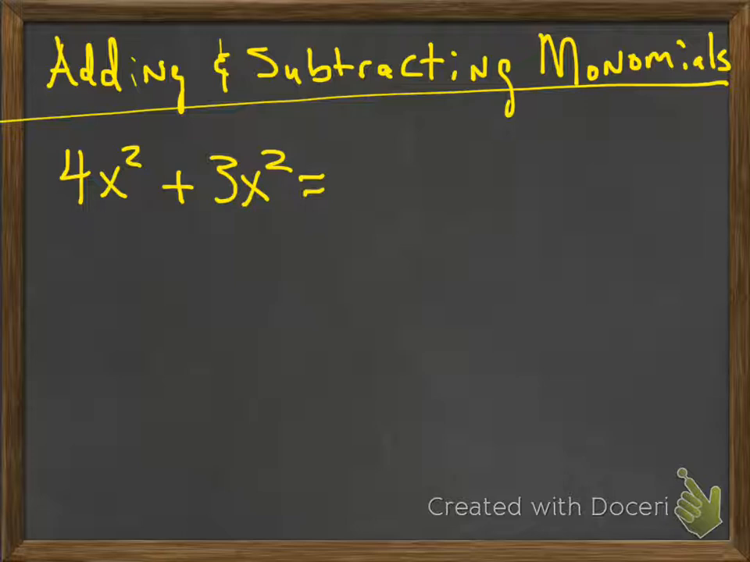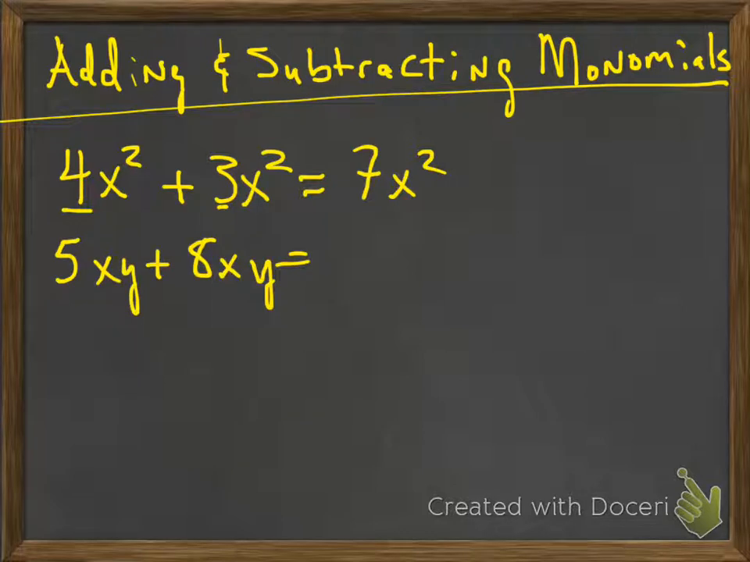When we're adding or subtracting monomials, this should be easy. When you add or subtract, again, you only worry about the coefficients. Well, 4 plus 3 is 7. And then you could write x squared. Notice I'm not doing anything with the exponents. Next example, 5xy plus 8xy. Notice again, these have to be the same to be able to add them. 5 plus 8 is 13xy.